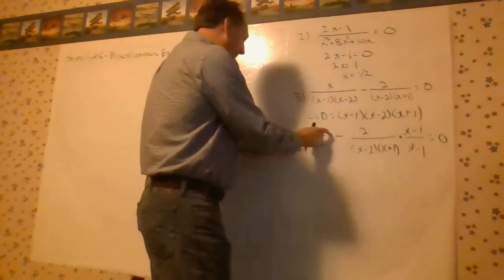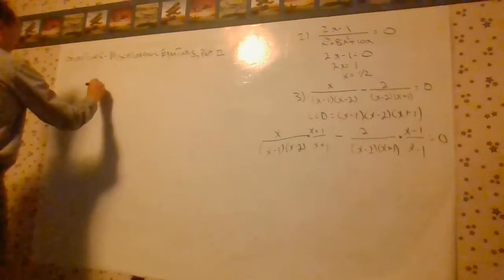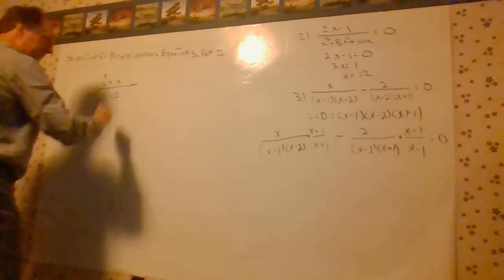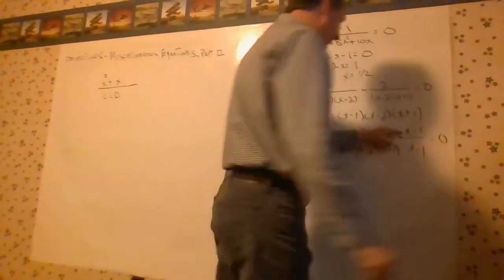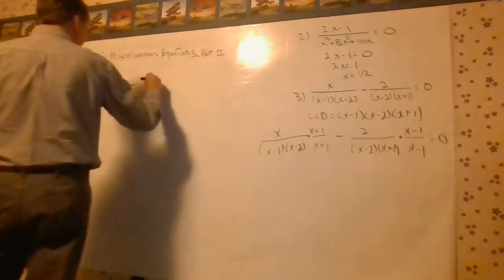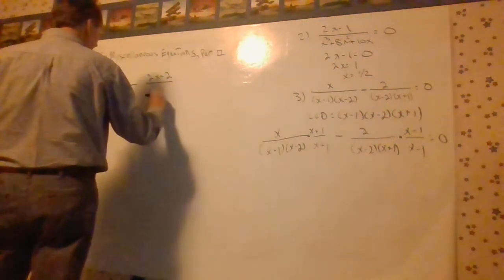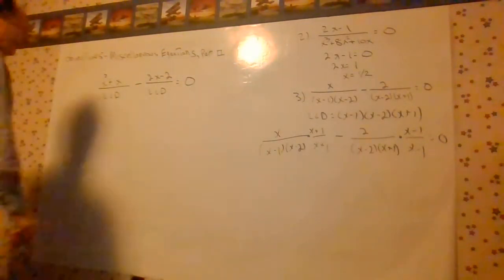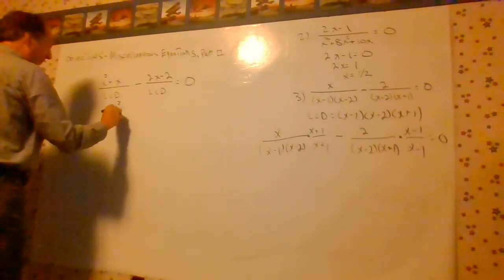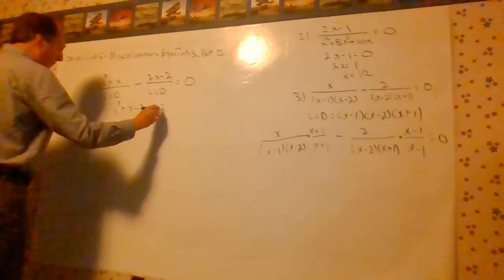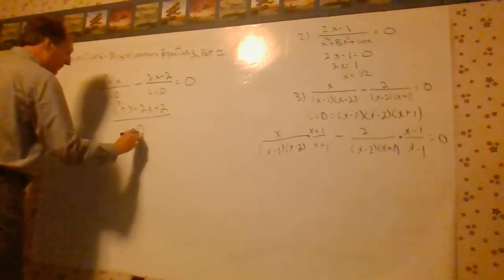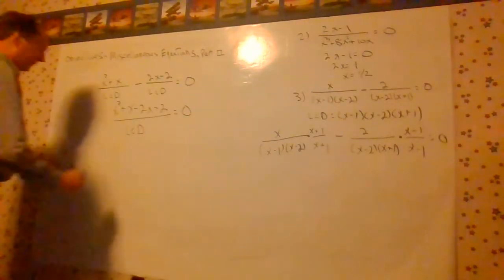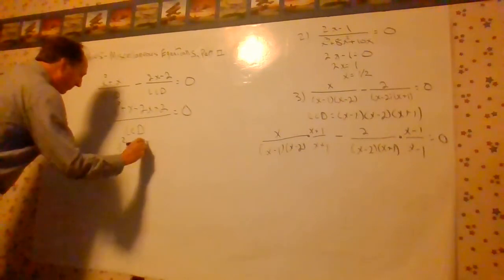And so now we can multiply x times this, and we have x squared plus x over, how about if I just write LCD? 2 times x minus 1. And then we could subtract. It gives us x squared plus x minus 2x plus 2 over LCD equals 0. Combine like terms: x squared minus x plus 2.